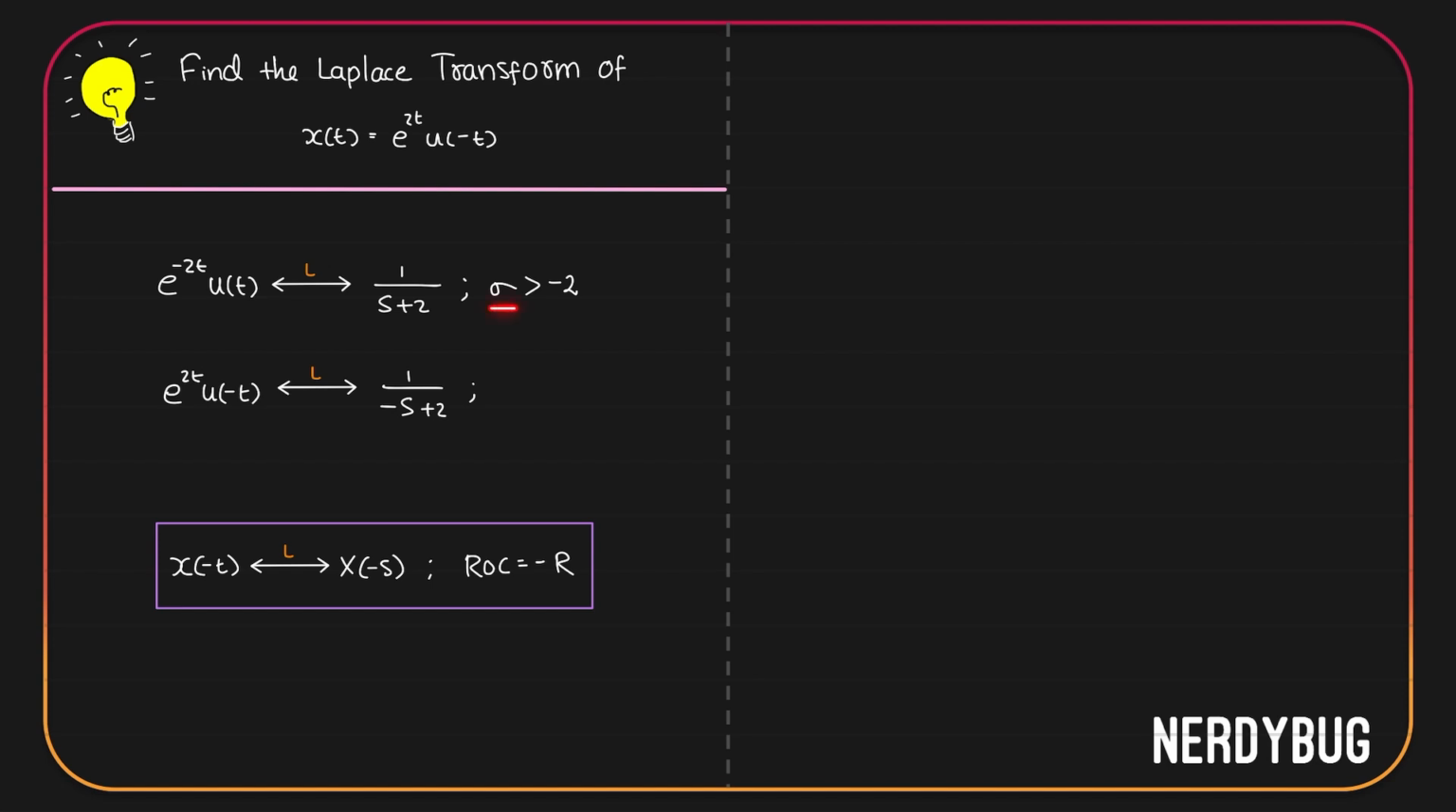And instead of writing sigma greater than minus 2, we'll have to write minus sigma greater than minus 2. Multiplying both sides by negative, we get sigma less than 2. When you multiply an inequality by a negative number on both sides, the inequality actually changes. That is why greater than became less than here. So Laplace transform of e raised to 2t u of minus t is 1 by minus s plus 2, and its ROC is sigma less than 2.